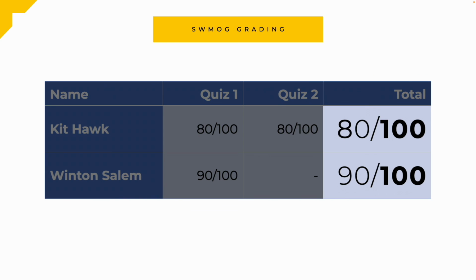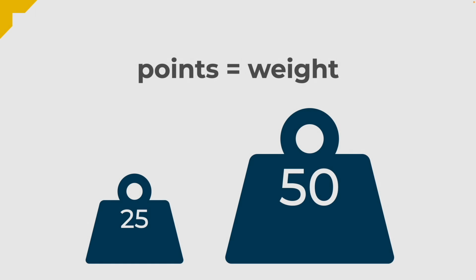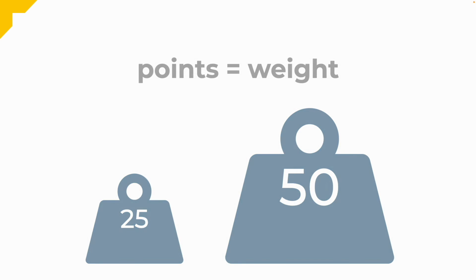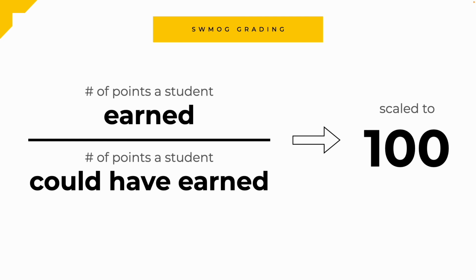So again, in simple weighted mean of grades, the points are used to determine the weight of individual activities and grades in the course, and the course total is the number of points a student earned out of the number of points they could have earned, converted to a 100-point scale.